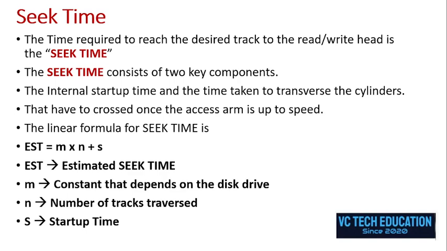Next, related to the seek time. The time required for the read-write head to reach the desired track is called the seek time. The seek time consists of two key components: the initial startup time and the time taken to traverse the cylinders that have to be crossed once the access arm is up to speed. The linear formula of seek time is EST = m * n + s. EST stands for estimated seek time, m stands for a constant that depends on the disk drive, n stands for the number of tracks traversed, and s stands for the startup time.